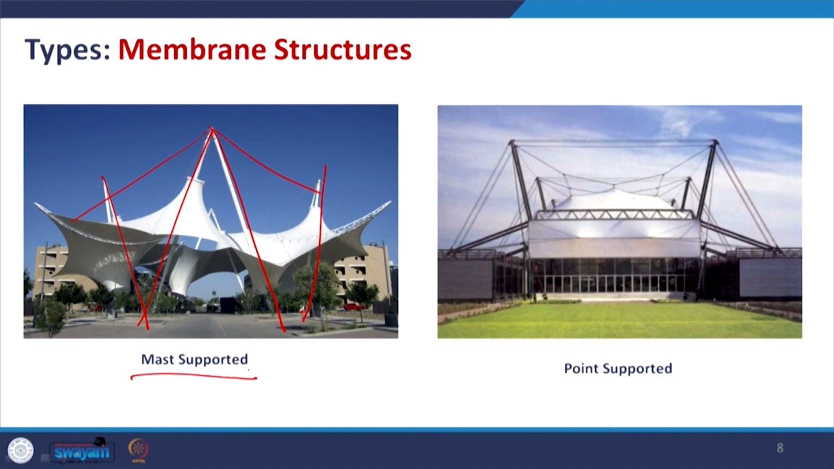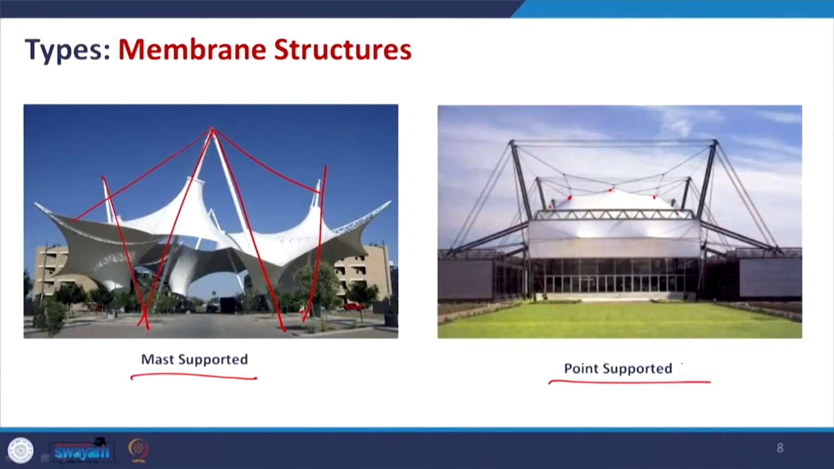Now, coming to the point supported, here you cannot see any mast in the middle like this. So, you have the support at the end, and then from there the different cables are creating the points. Due to that combination, you can get different points, and that is giving the form of a dome or whatever the desired shape that we are looking for in the membrane structure.